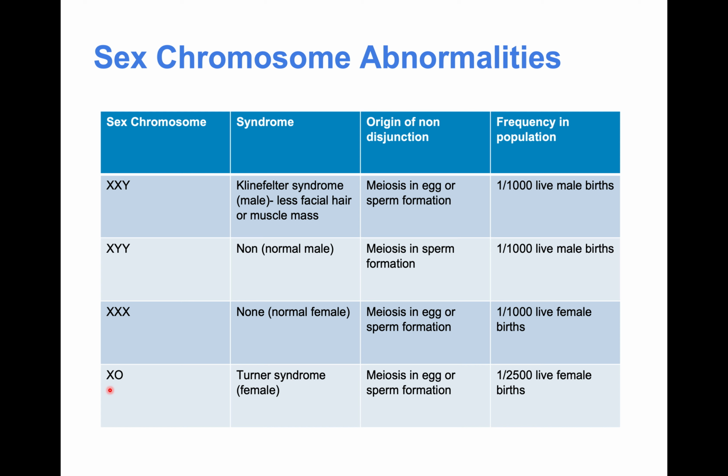And finally, we have individuals who only have 1 sex chromosome. This O stands for nothing. So there's neither a second X chromosome nor a Y chromosome. And because the Y chromosome isn't there, the person presents as female, but they do have abnormalities, which is called Turner syndrome. And this error can happen because of non-disjunction in either sperm or egg. And it happens in 1 in 2,500 live female births.